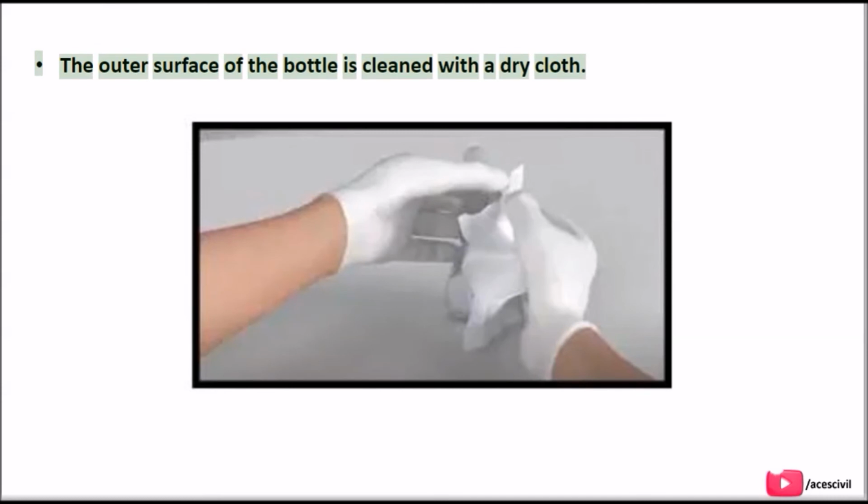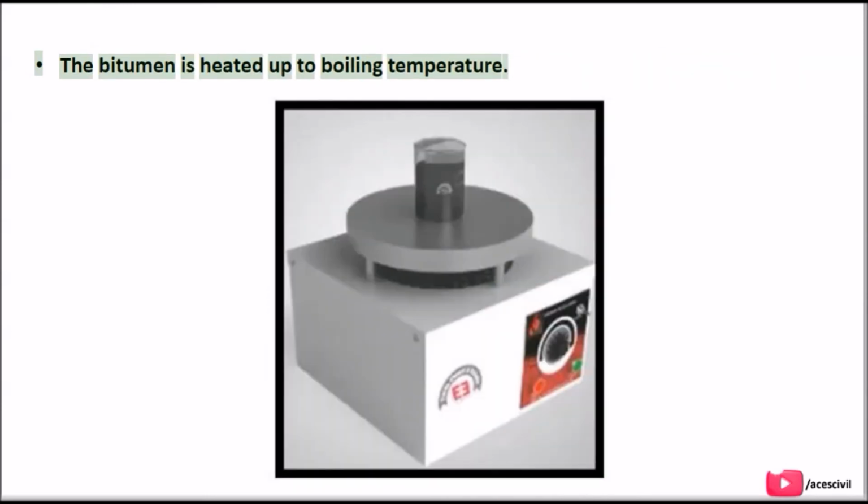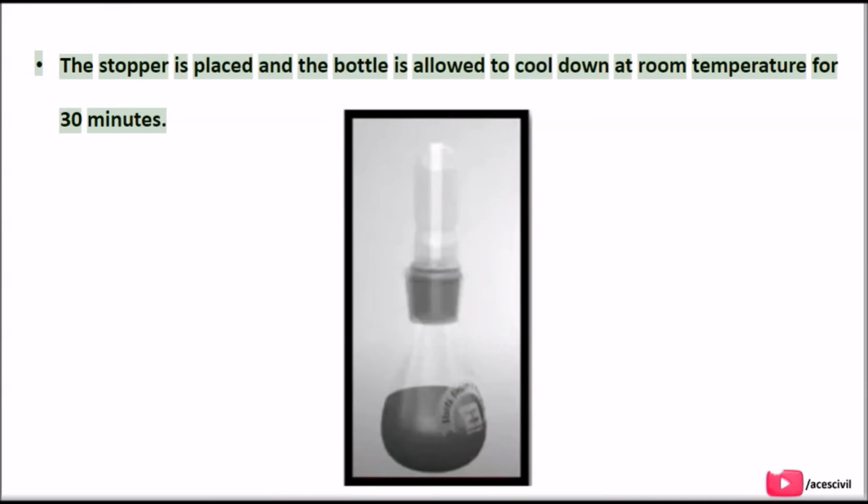The outer surface of the bottle is cleaned with a dry cloth. The weight of the bottle along with the stopper and distilled water is noted as B. The bitumen is heated up to boiling temperature. The liquid bitumen is poured into a clean and dry specific gravity bottle up to half. The stopper is placed and the bottle is allowed to cool down at room temperature for 30 minutes.